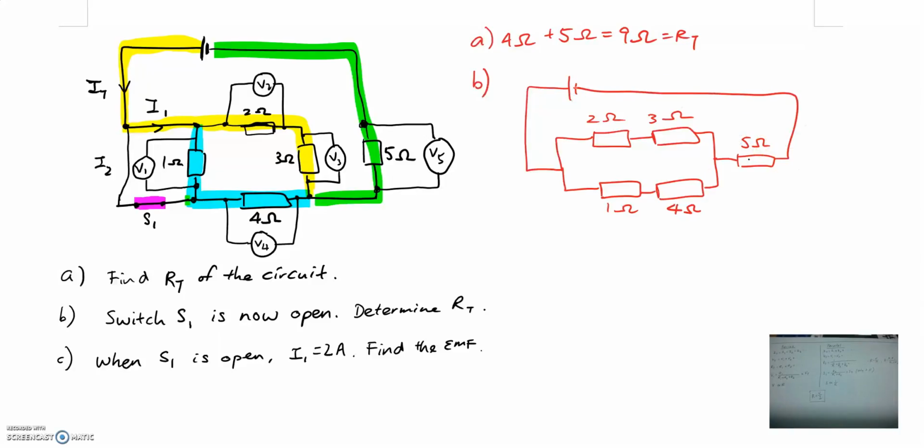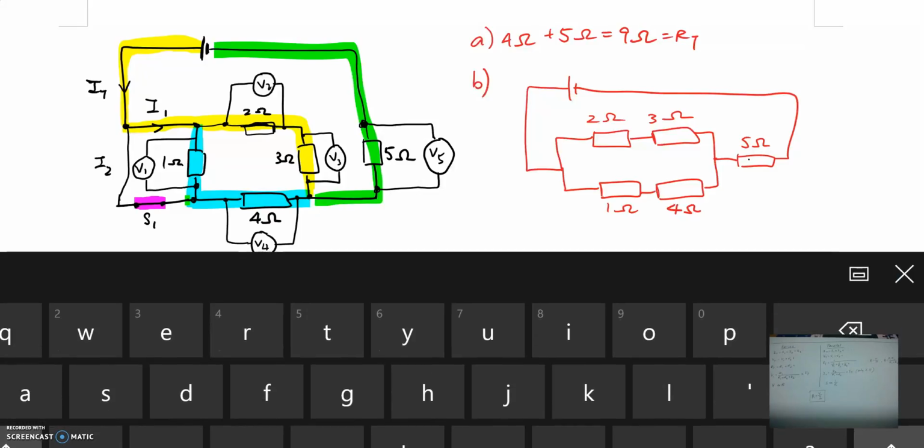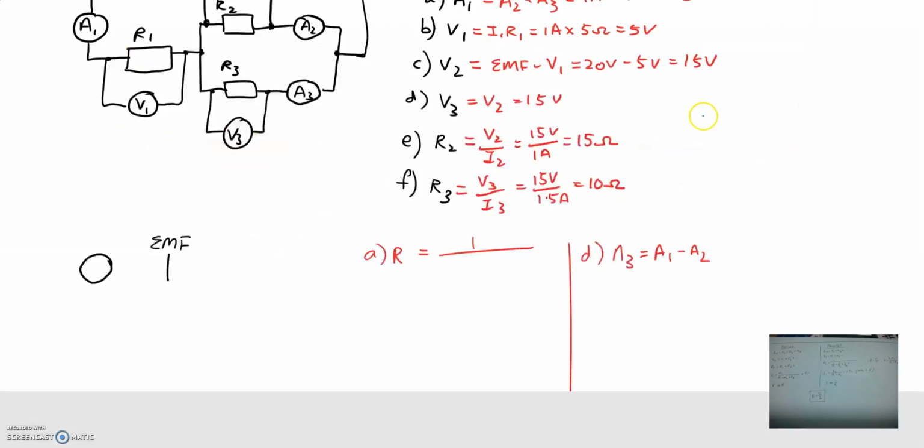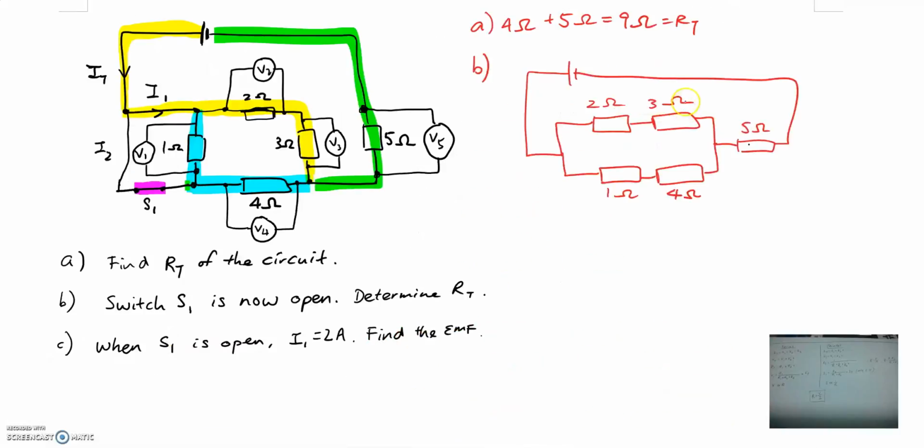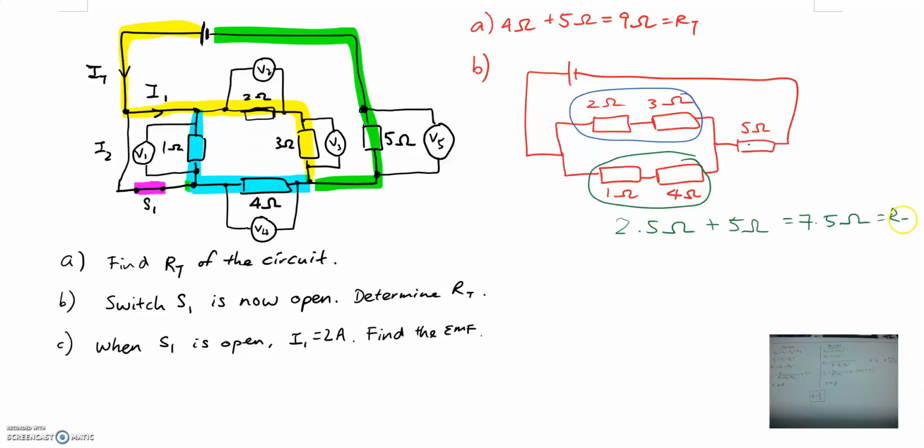So once you see this, you can actually tell a few things. The first thing is that this is actually going to be combined to be 5 ohms. This is actually going to be combined to be 5 ohms as well. So you can actually simplify this to just 2.5 ohms in total across the parallel branch plus the 5 ohm. So in total, you will then have 7.5 ohms when S1 is open.